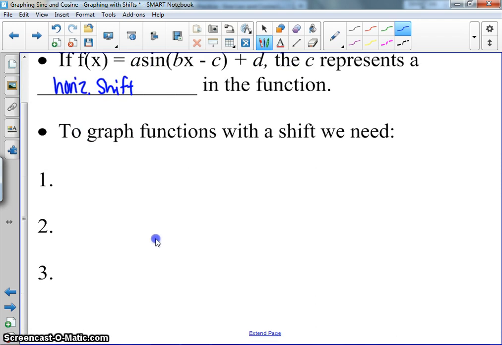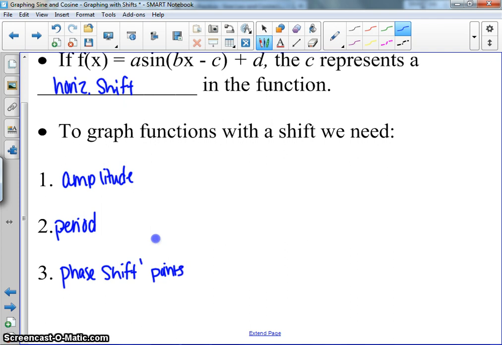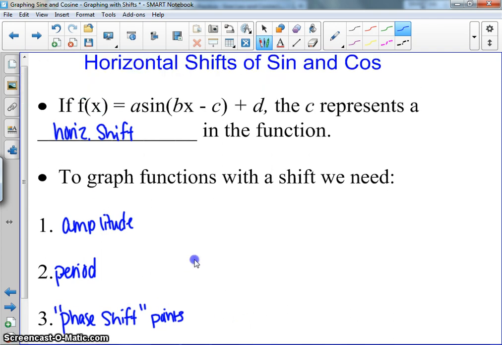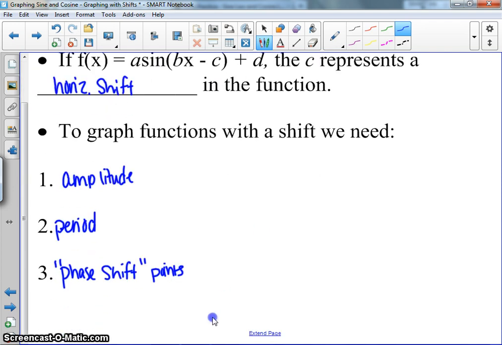But to graph the function, you're still going to need the period and the amplitude. So that part doesn't change. And then the phase shift points are what is new. And so if you ever see the word phase shift, that's just a really fancy way of saying horizontal shift. Like if it's got a phase shift, it's going to be shifted to the left or the right. And so we need where the points are going to be after we shift the function left or right.